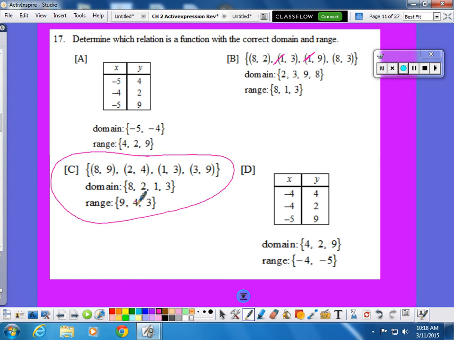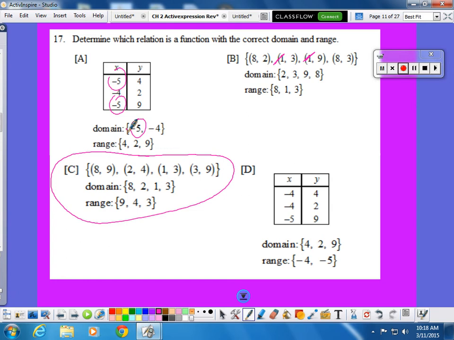I looked at the domain where it says domain, and none of those numbers were the same, so I just assumed that was it. Oh, good point. Because when you write a domain and range, even if the element of the domain occurs twice, you only list it once. So that's a good thought. You can't just look at the domain and range. You have to look at the table, the set, the graph, the mapping, the equation.